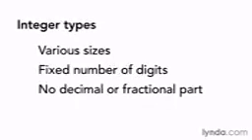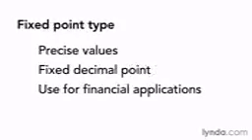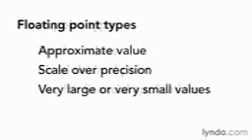Integer types come in various sizes. They have a fixed number of digits, and they have no fractional part. Fixed point types are used to represent precise values. They have a fixed decimal point, so their scale is known. They're commonly used for financial and other applications where accuracy is more important than the ability to represent very large or very small values. Floating point types are used to represent real numbers, numbers with a fractional part that may be very large or very small.